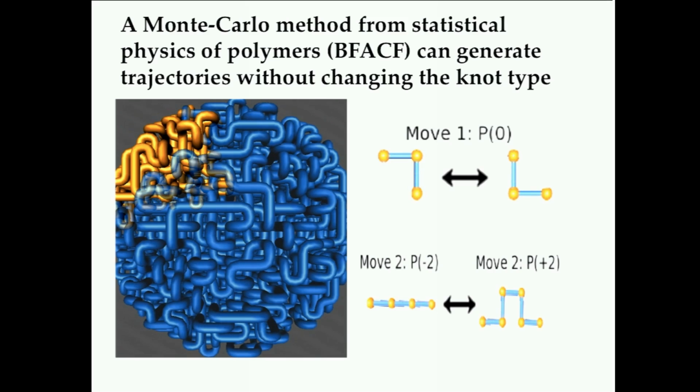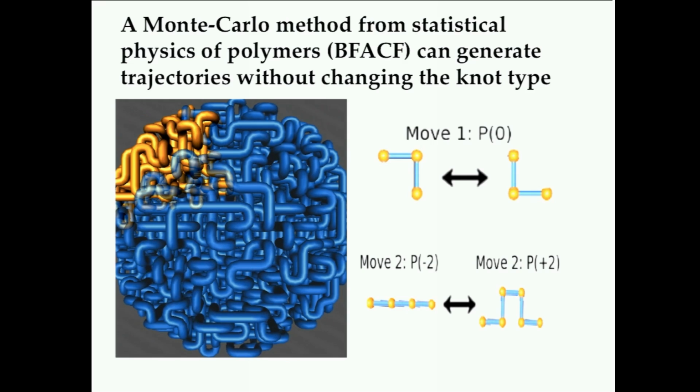And then we use an algorithm called the BFACF algorithm. I think people working in our group already know what it is, but it basically generates a Markov chain by these moves. First, you have this P0 move that takes one of these corners and flips it over, as shown here. It does that with a certain probability that we denote P0. And this comes later. Then you have either a P-2 move or a P+2 move.